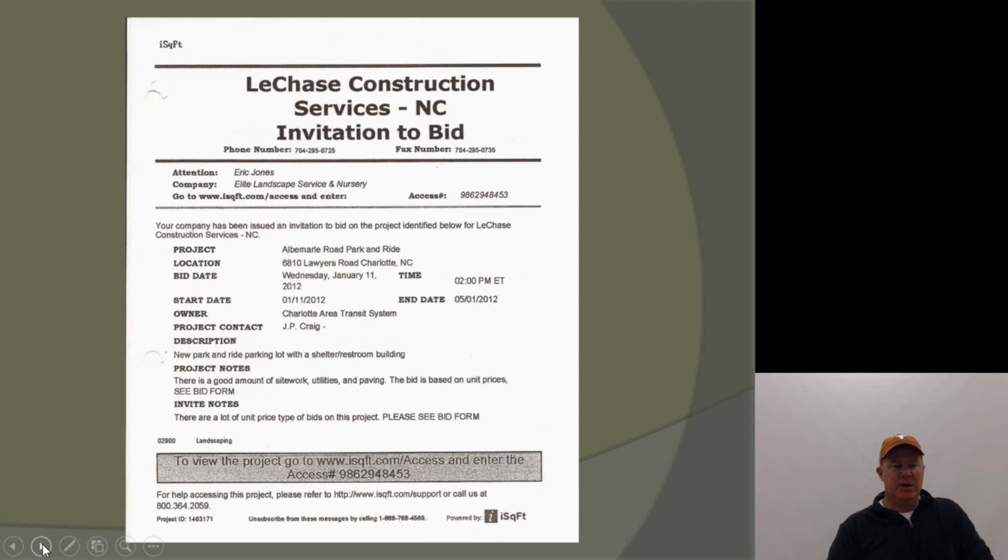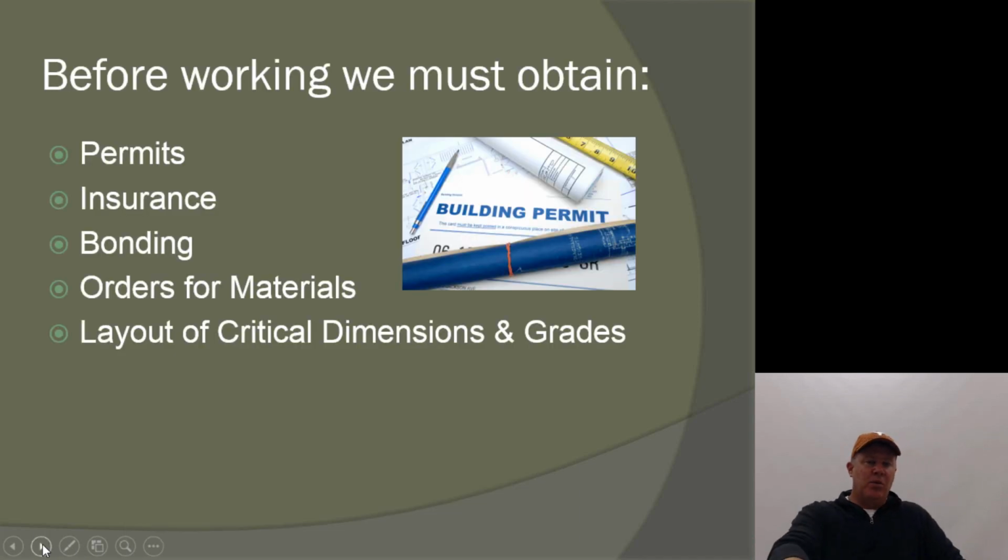Again, I'm getting carried away talking about O'Reilly's. But before work, we must obtain permits, insurance, bonding. We're already bonded. We're landscape contractors and irrigation contractors. We've got to have our orders for materials. Basically, your estimate for the job has everything on it for your orders.